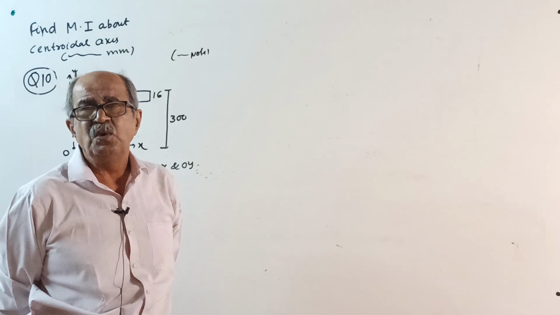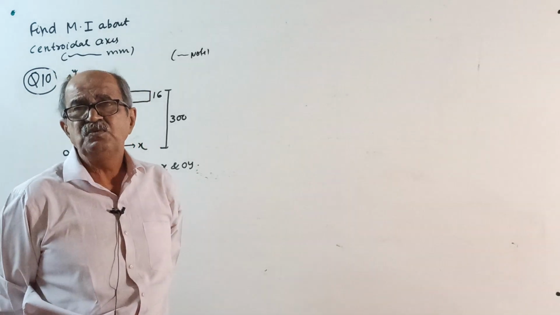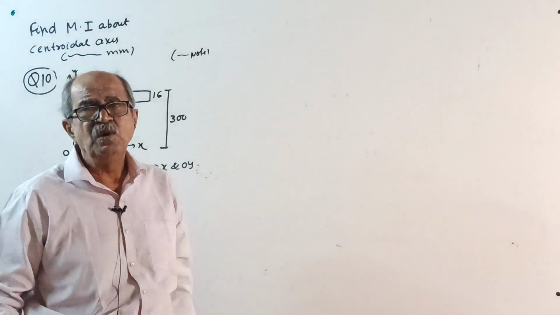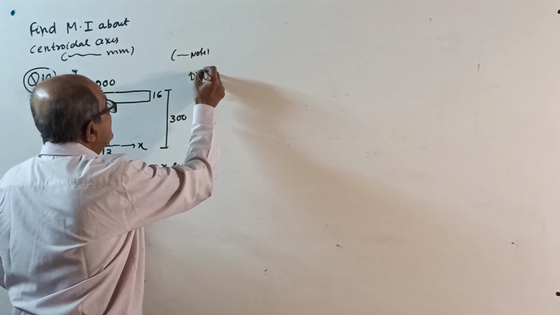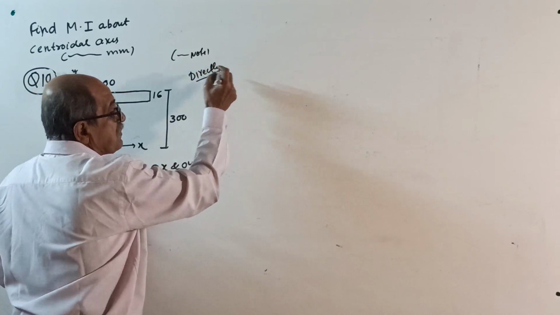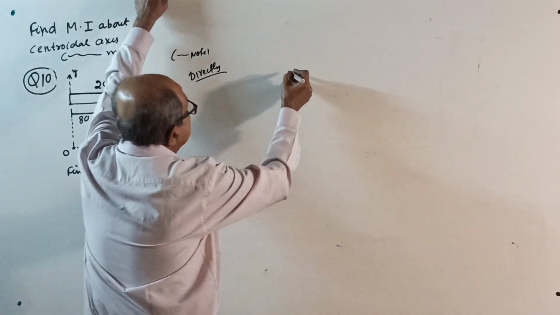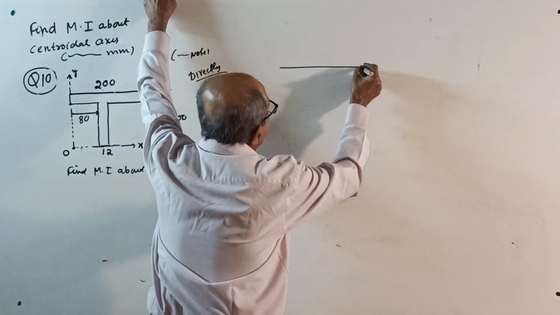This OX, OY are not centroidal axes. They are given axes. Therefore, in this question, there is no need of locating the centroid. Directly start, but before that, divide into parts. See here, 200.